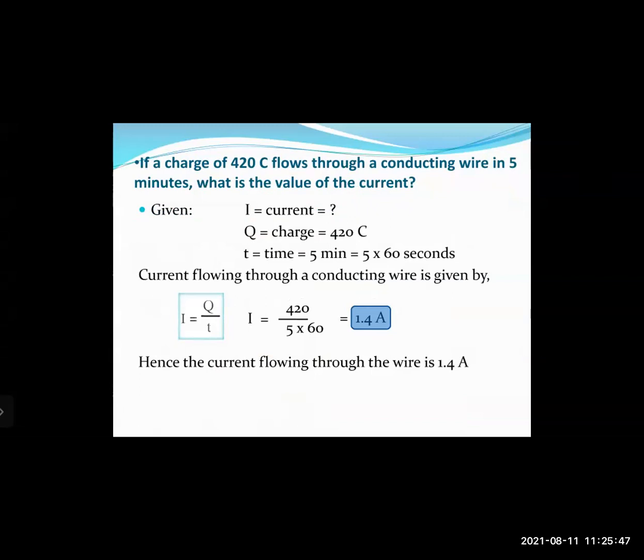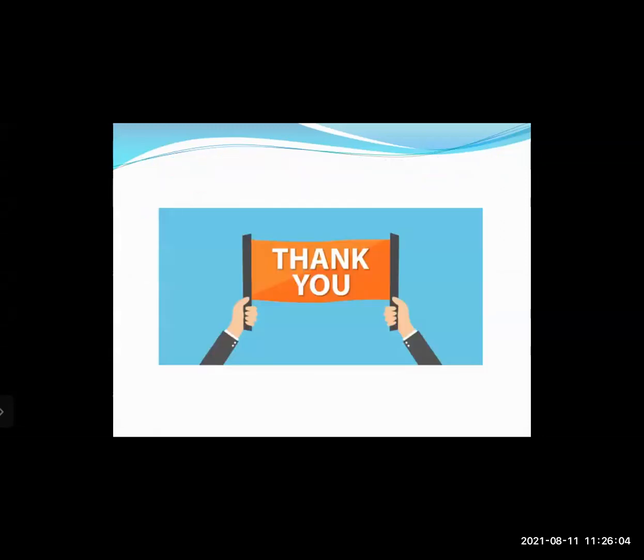Okay. So formula for current is I is equal to Q upon T. That equals to I equals to value of Q is 420 and value of time is 5 into 60. So 420 divided by 5 into 60, that is equal to 1.4 amperes. Hence, the current flowing through the wire will be 1.4 amperes, right?